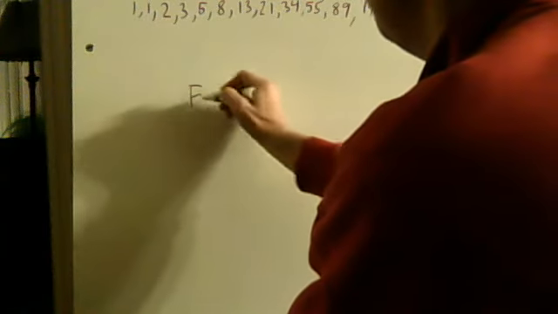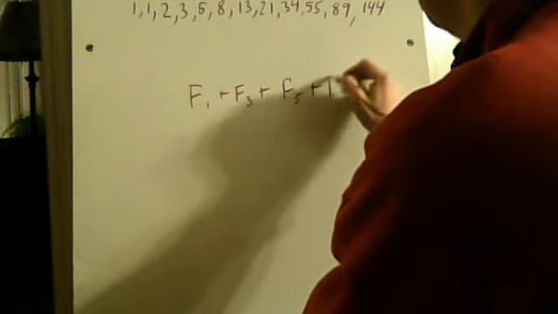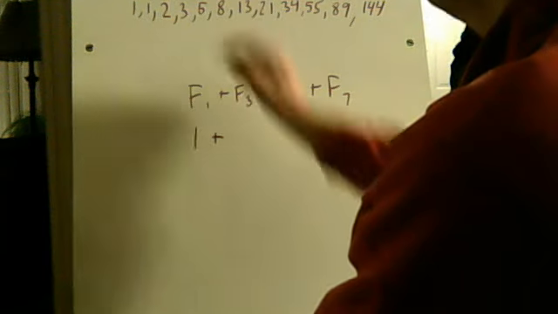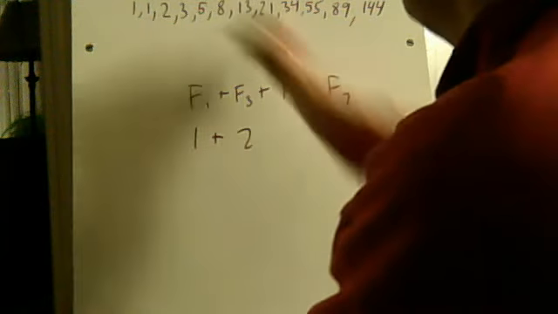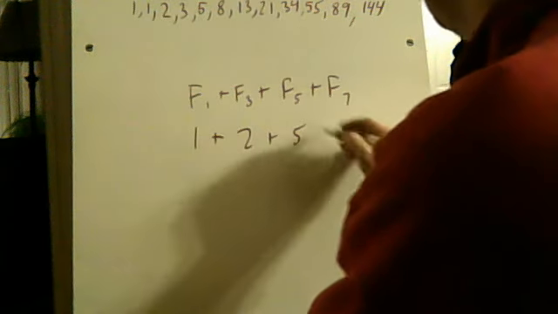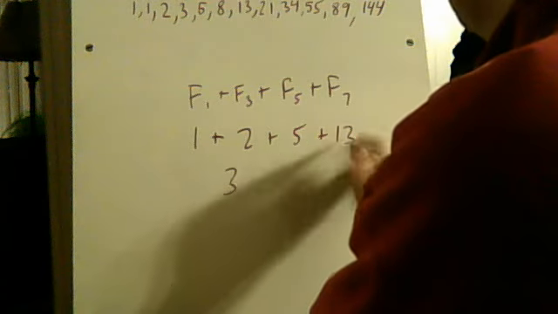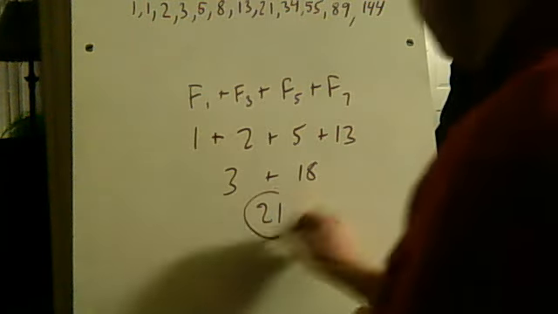What is F1 plus F3 plus F5 plus F7? That's the sum of these Fibonacci numbers. Pause, then you come back. F1 is equal to 1. F3 is equal to 2. Fifth Fibonacci is equal to 5, and the seventh Fibonacci is equal to 13. Okay, now that's 3. That's plus 18. That's 21. Okay, 21. That's the answer.